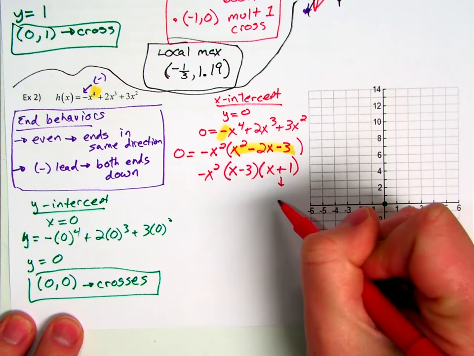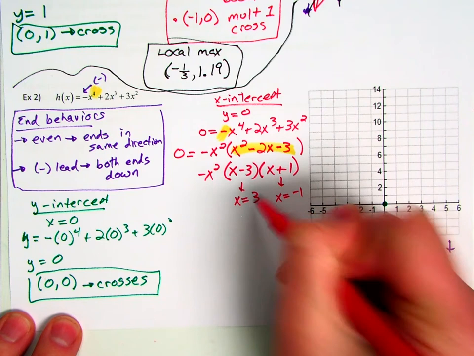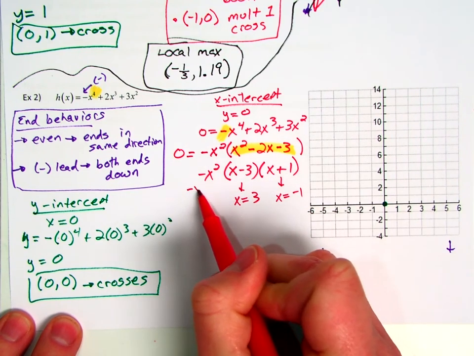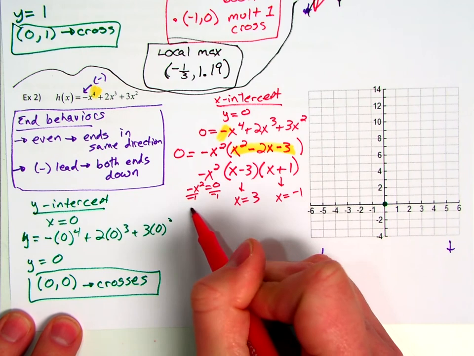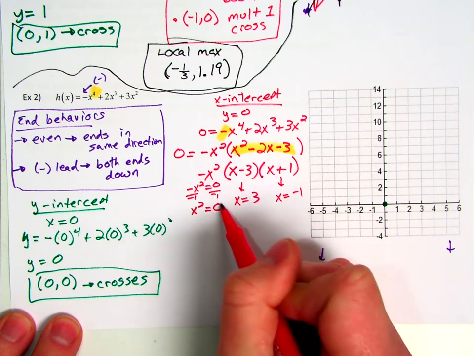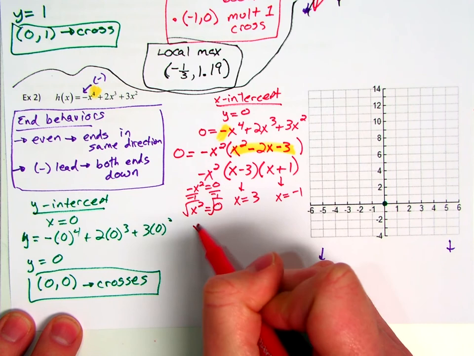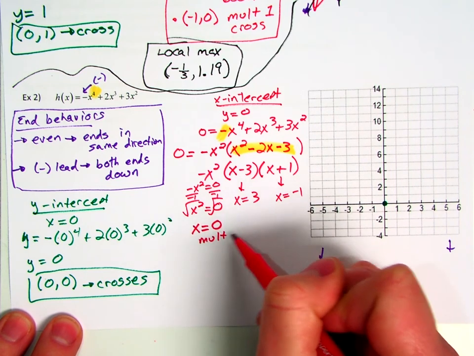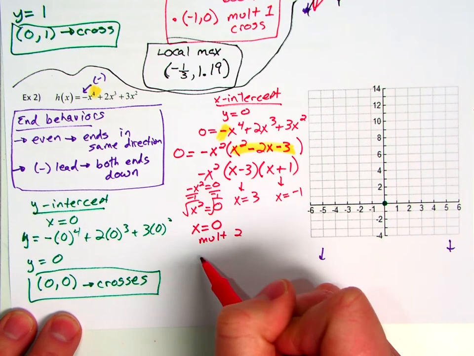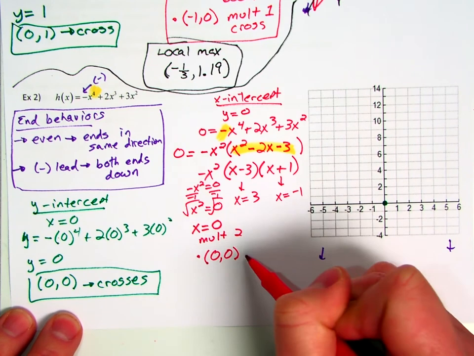So this gives me x equals negative 1. This gives me x equals 3. And in this case, it would have been negative x squared equals 0, so you'd divide by negative 1, which doesn't change anything. So x squared equals 0. When we square root it, we know we're going to get 2 solutions because my exponent is 2. So I have x equals 0 with a multiplicity of 2. So my points are x is 0, y is 0, with a multiplicity of 2.